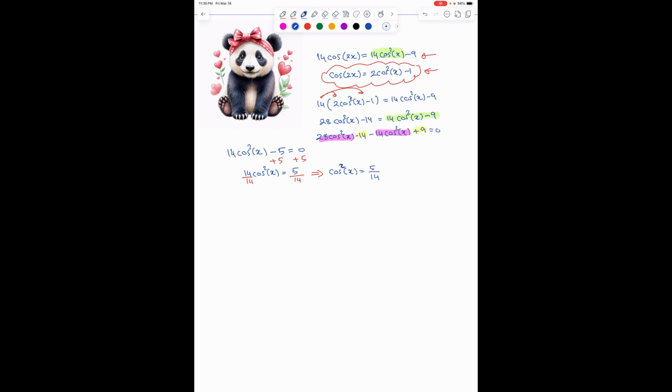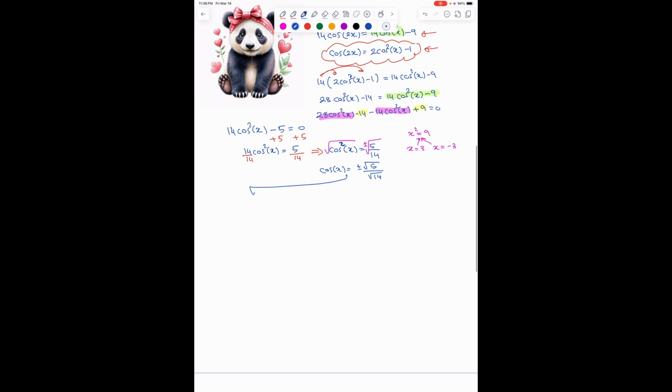Now, we're going to take the square root of both sides of the equation. Don't forget that when we take the square root, we have to include positive and negative. Because if x squared is equal to 9, then either x is equal to 3 or x is equal to negative 3. Both of these solutions, after you square them, give you 9. So same concept here. Now we have cosine x equals positive or negative square root of 5 over square root of 14. We can split the radical.